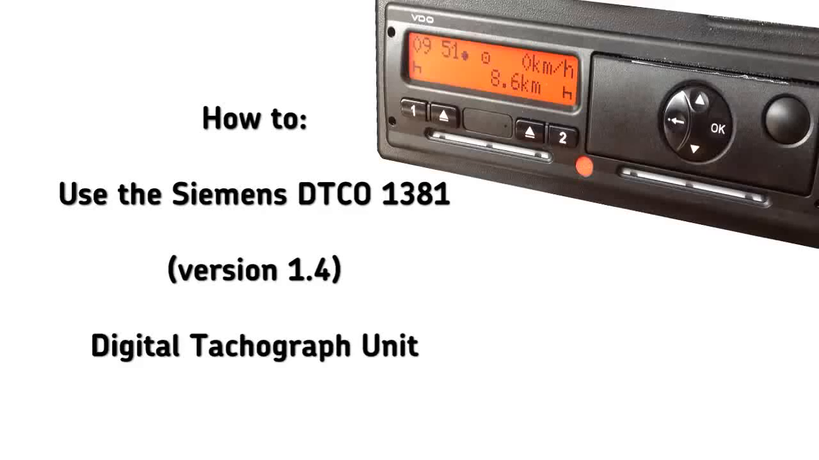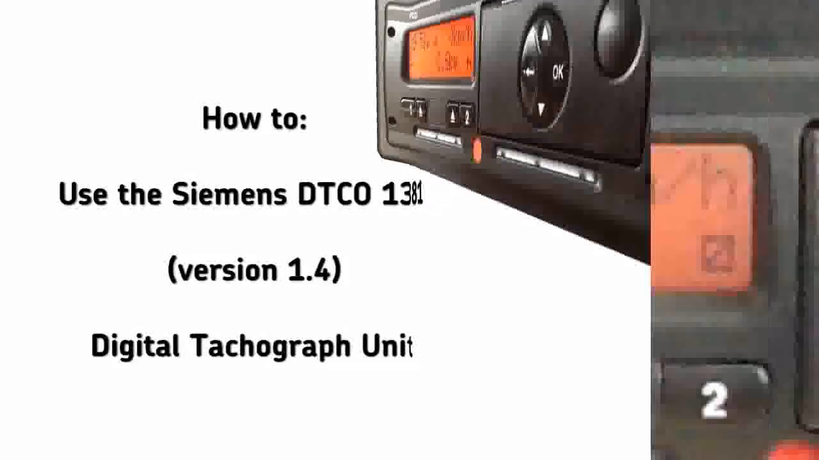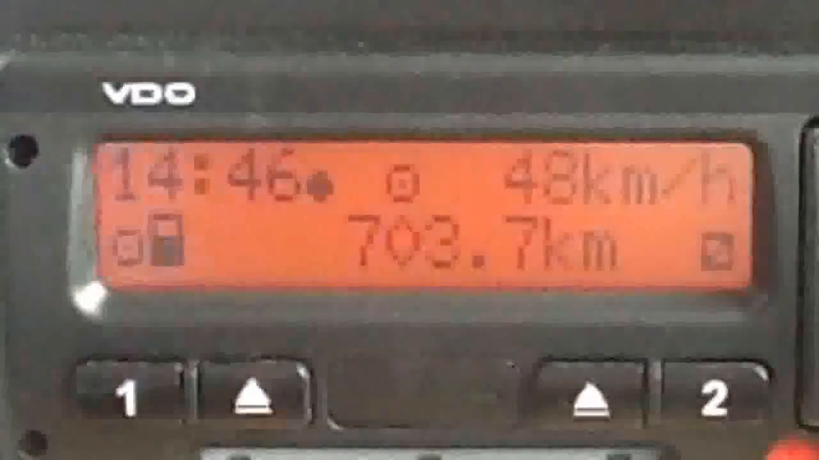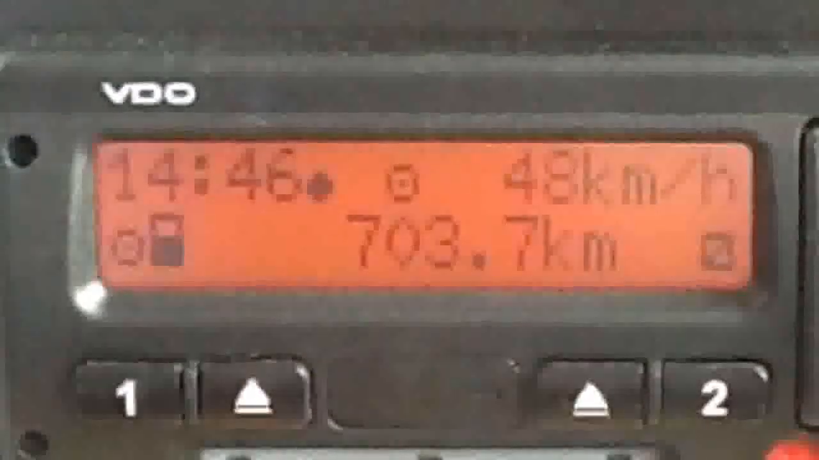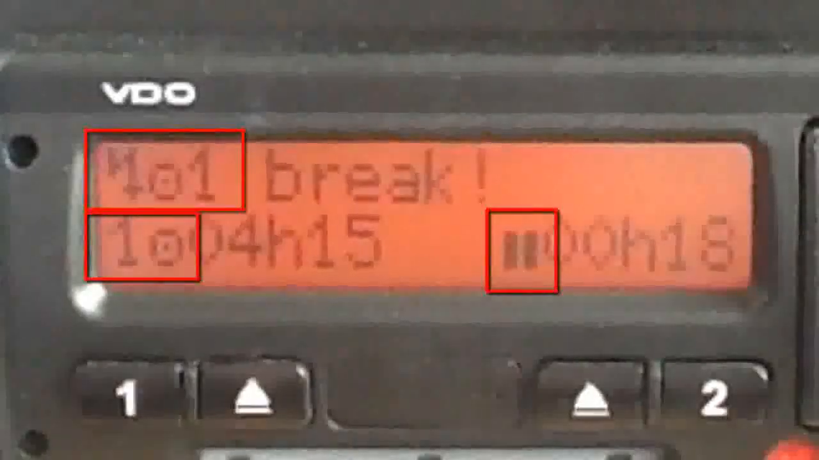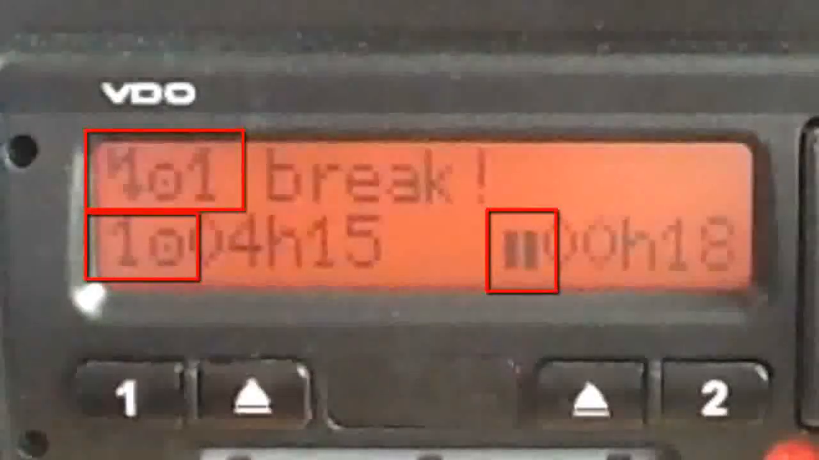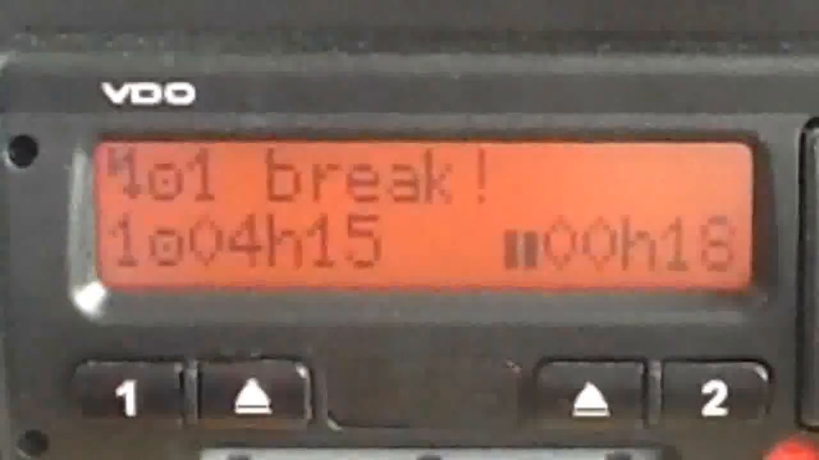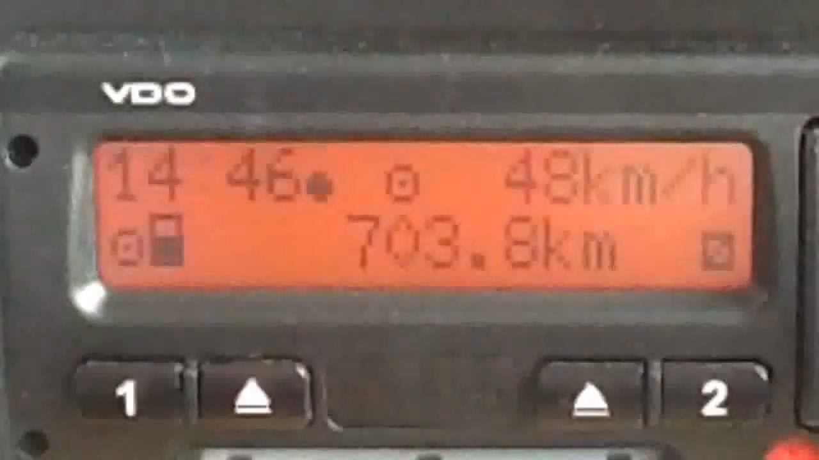Welcome to the fifth and final part of this series on how to use the Siemens DTCO digital tachograph version 1.4. In this session we're going to look at printouts, but to understand printouts we first need to understand pictograms. Pictograms are the symbols used on the screen and on printouts from a digital tachograph. They're designed to be understood in all European states, regardless of the language spoken in that state.